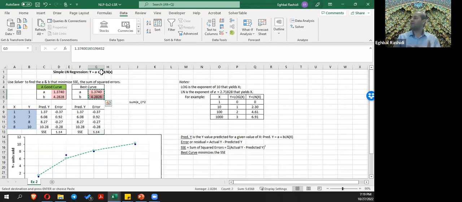These A and B were our decision variables. X and Y were our data, the input. And the least squares function, which is the summation of error, was our objective function. So this is going to be our best fit. Right now it says A is 1.37 and B is 4.28, and this is how it almost looks.